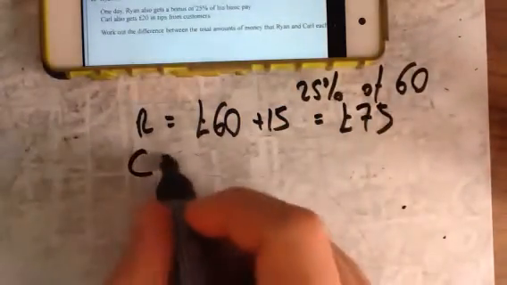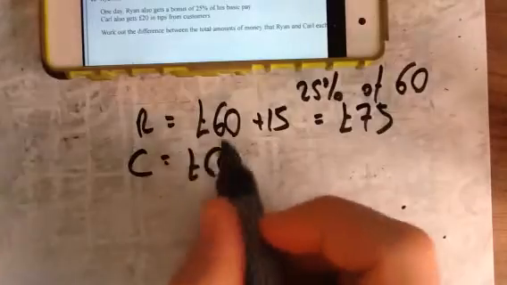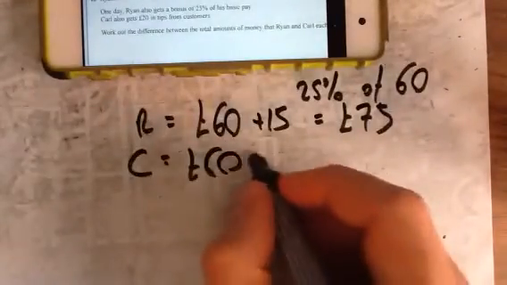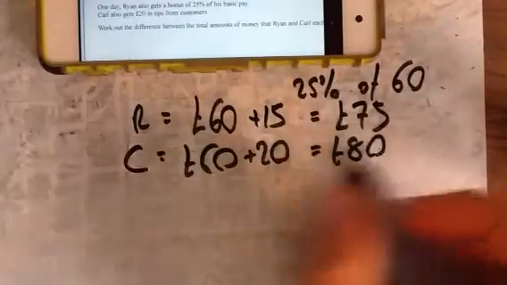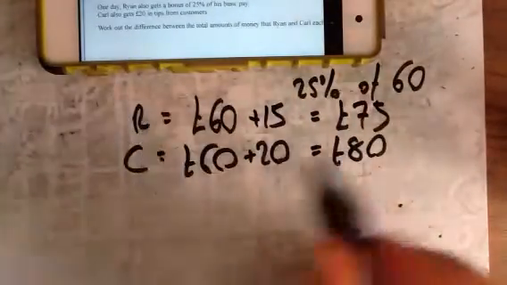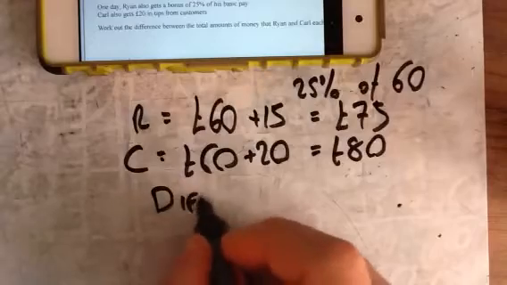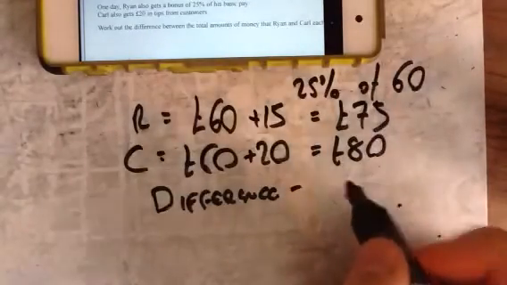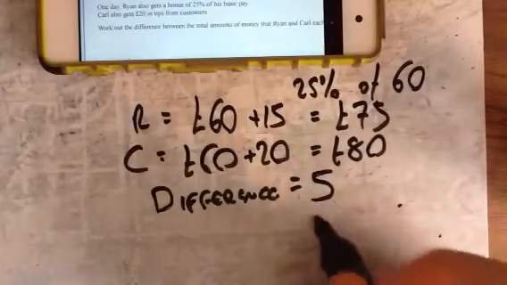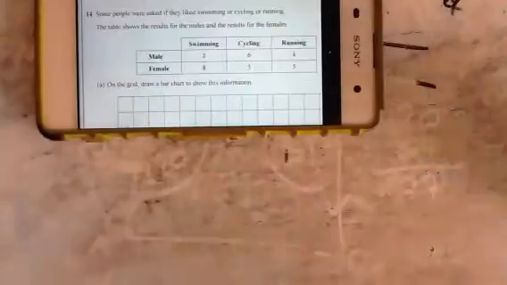Okay, Carl gets his normal £60 and £20 tips from customers, which is £80. And the question is difference. Difference is subtraction. So the difference between 75 and 80 is 5. So the difference is £5.